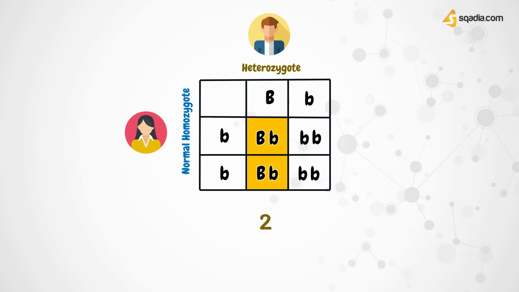So 2 offspring are diseased, and 2 are normal. So 2:2, which is 1:1. So we can say, in affected families, the ratio of affected to unaffected children is almost always 1:1.